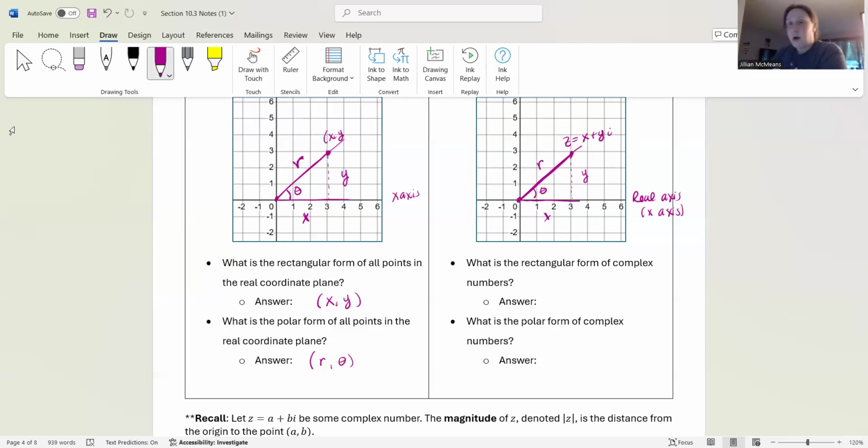Okay, now for the complex plane, it says, what is the rectangular form of complex numbers? Now remember, the rectangular form of a complex number is z equals x plus yi. And then what is the polar form?